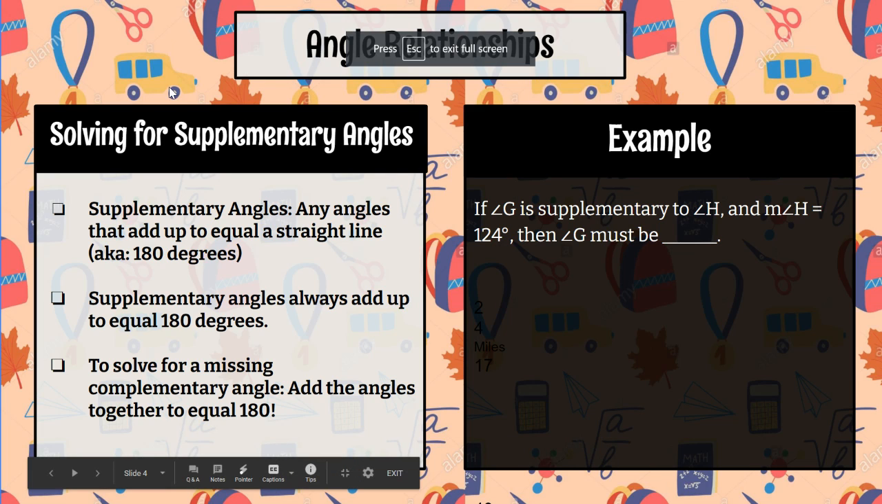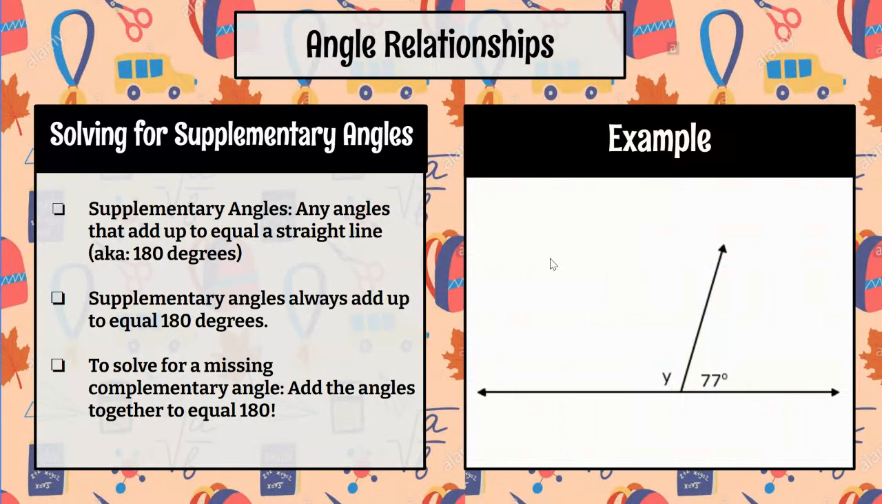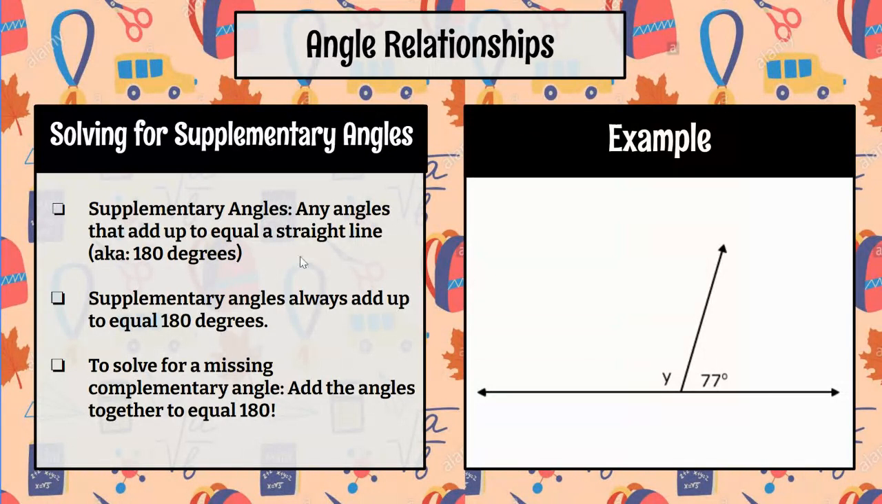All right, you guys, so today we're focusing on supplementary angles and solving for those missing supplementary angles. To recap, supplementary angles make a straight line. So here's a picture of one. They're angles that come together to make a straight line like this one. We need to know that they add up to 180 degrees. Straight lines always equal 180 degrees.